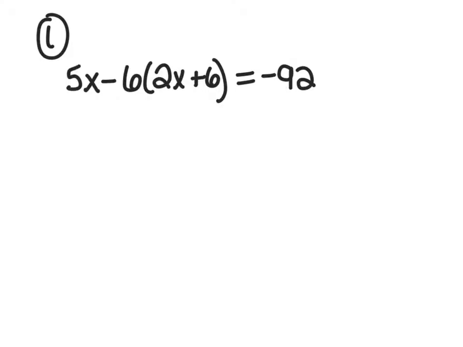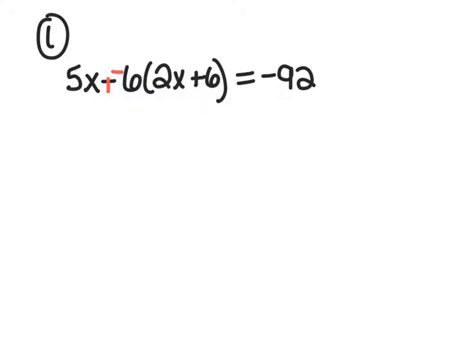All right, for our final example, we have 5x minus 6 times the quantity 2x plus 6, and all of that equals negative 92. So for this one, we need to start by distributing. And here we have a negative 6, so we're subtracting 6 times all of these things. So what I would suggest doing here is turning the minus into adding the opposite. So we're now looking at multiplying everything in there by a negative 6.